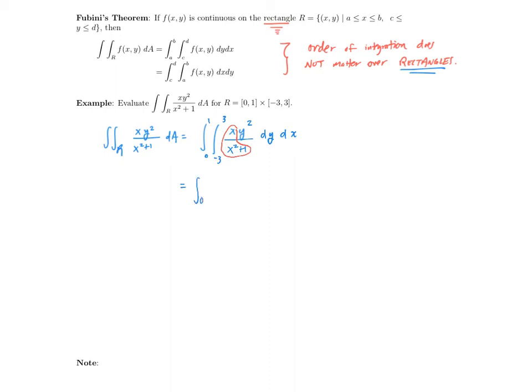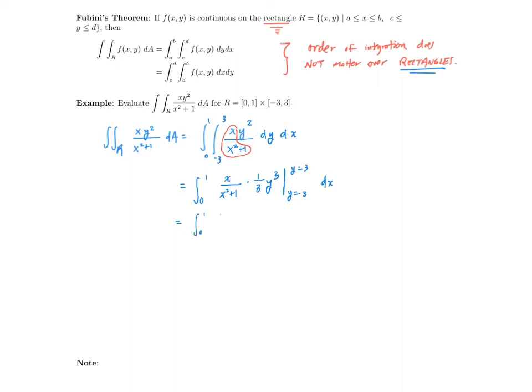So if we first integrate with respect to y, we have the x over x squared plus 1, a constant with respect to y. Then we would multiply that by the antiderivative of y squared, so 1/3 y cubed. And we're evaluating from y equals minus 3 to y equals 3, dx. So we substitute in y equals 3. We put a minus sign. We substitute in y equals minus 3.